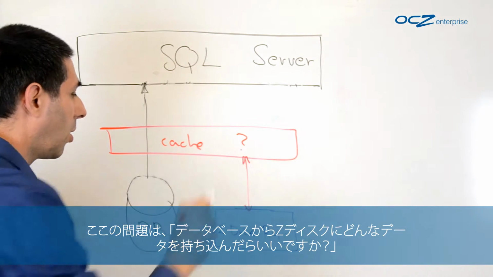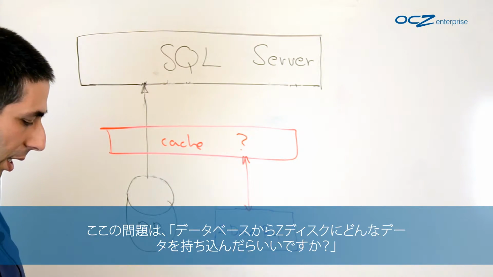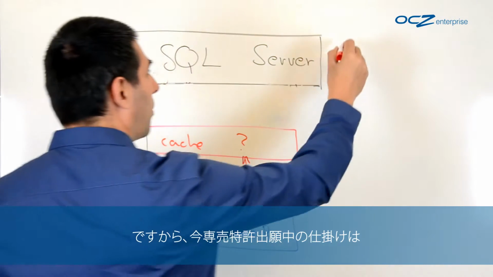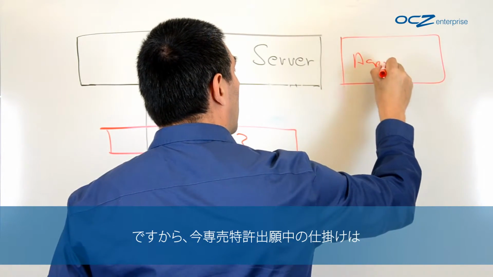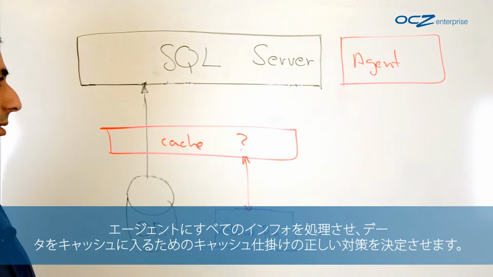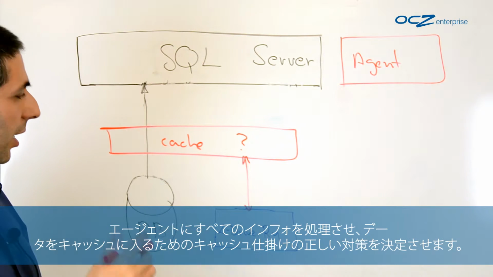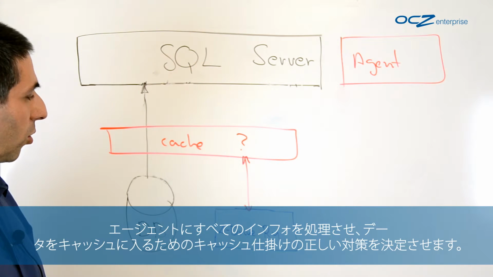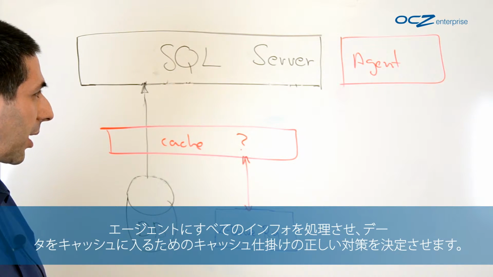The question is, what data should be placed from the database here in the Z drive? In order to do so, our patent-pending architecture uses a user space agent that processes all the information and helps the cache mechanism to make the right policy and the right decision of what to place in the caching mechanism.